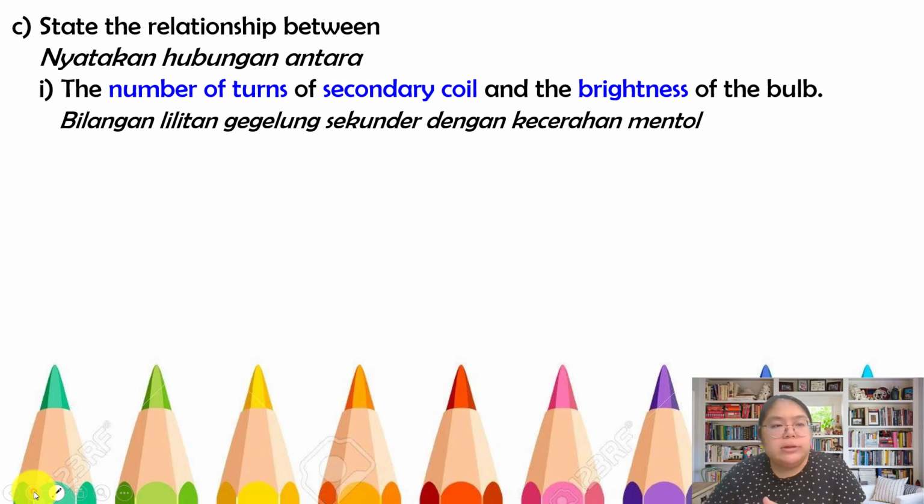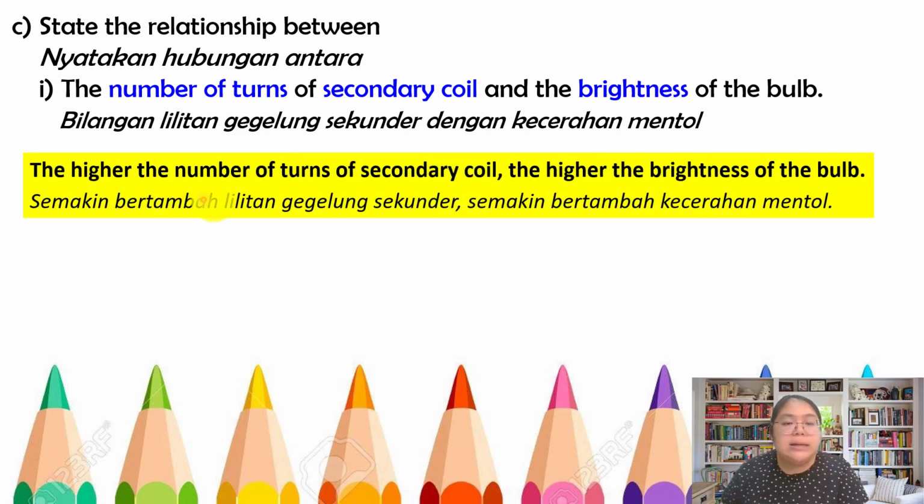Okay, now the first one, C1, they want to make the relationship between the number of turns of the secondary coil and also the brightness. So you find it in the diagram just now. When the secondary coil has more turns, you find the bulb is brighter because it is a step-up transformer. So we can say it is directly proportional. So we write the answer: the higher the number of turns of the secondary coil, the higher the brightness of the bulb.